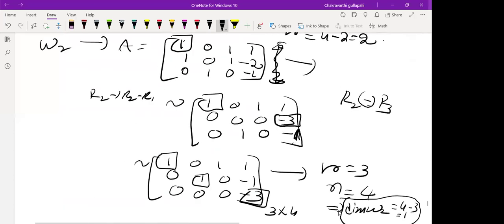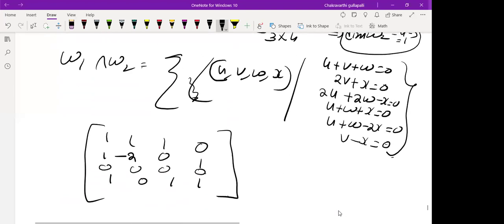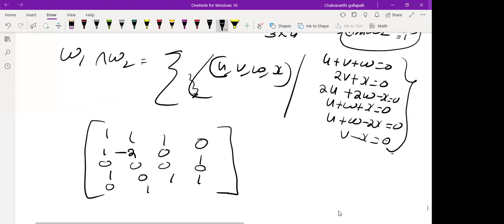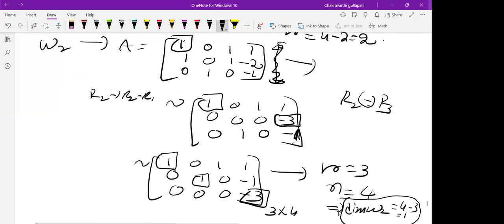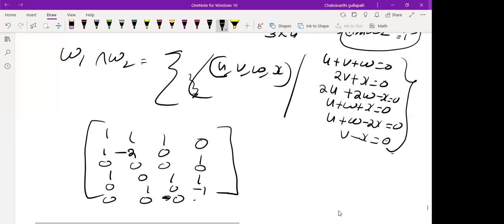Using this, I will try to reduce it to echelon form. 0 1 0 minus 1. 0, 0, minus 3. 0, 0, 0, minus 3. This is the condition.